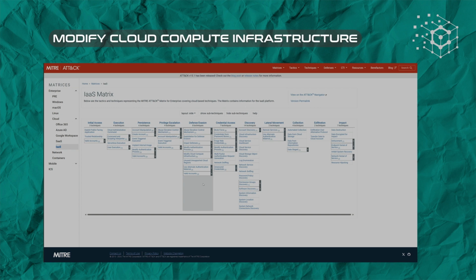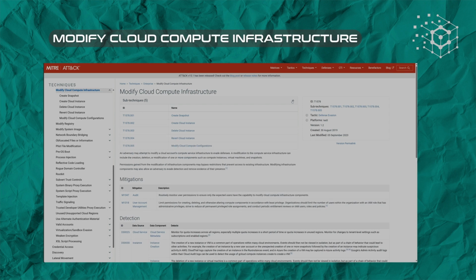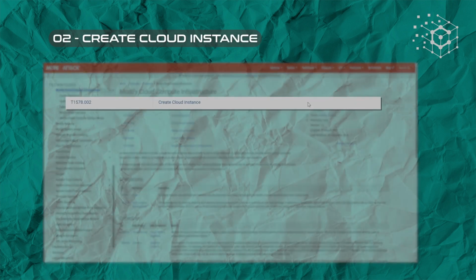One technique that we'll take a closer look at is modify cloud compute infrastructure in the defense evasion tactic, which has 5 sub-techniques. 1. Create snapshot. Snapshots are point-in-time copies of data. They are used heavily in disaster recovery planning and backups in general. An attacker might create a snapshot to bypass restrictions or to add new rules, such as making network changes to allow SSH traffic.